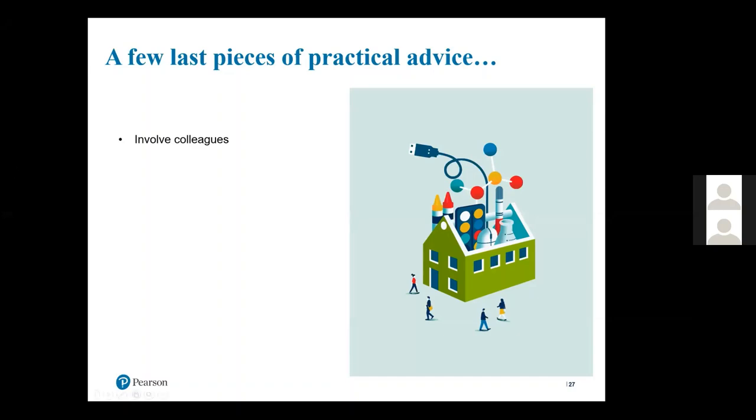Colleagues are absolutely invaluable in making decisions and in assessing students. They can be colleagues teaching the same subject, the same age group, or simply fellow teachers in the school. The next two points go together. Involve senior leaders and explain what you're doing and why. Talk to senior leaders and get them on board with what you're doing.